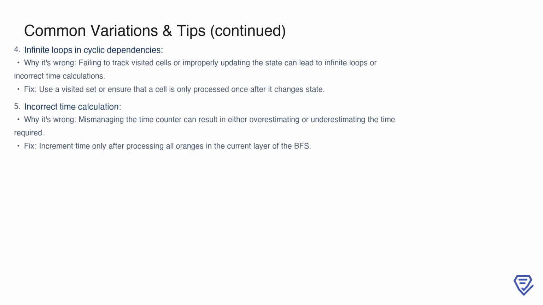Timing issues are also a frequent mistake. Mismanaging the time counter might cause you to either overestimate or underestimate the time required for all oranges to rot. The best practice is to increment the time counter only after finishing the processing of all oranges in the current layer of the breadth-first search. This ensures an accurate calculation of how many time steps it takes for the rot to spread completely.